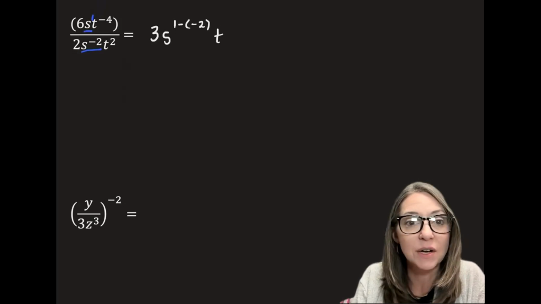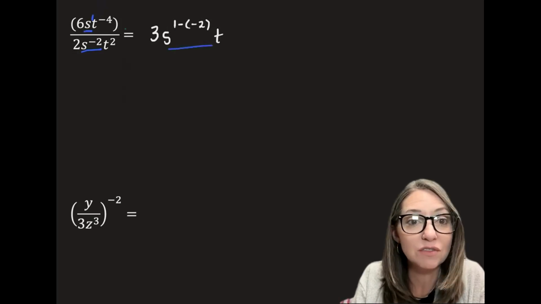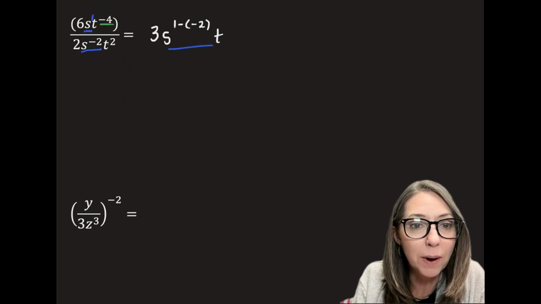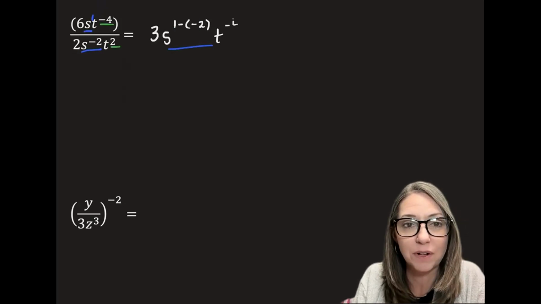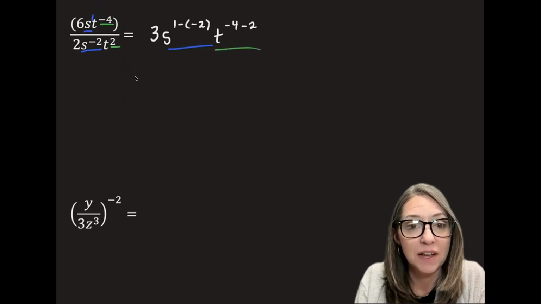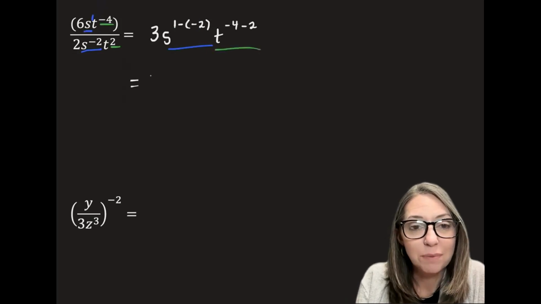Followed by t's. We have t to the minus 4, we'll do in green. Negative 4 minus 2. Let's write that out when we subtract the exponent. So negative 4 minus 2. There we go, there's my t's. Okay, now let's go ahead and simplify those.